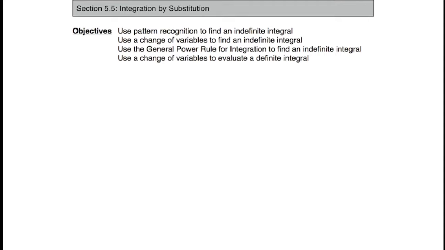Welcome! Today we'll talk about integration by substitution with 4 objectives to find indefinite integrals. The first one is to use pattern recognition. The second one is to use a change of variables. The third one is to use the general power rule for integration. And the last one is to use a change of variables again, but this time to evaluate a definite integral.